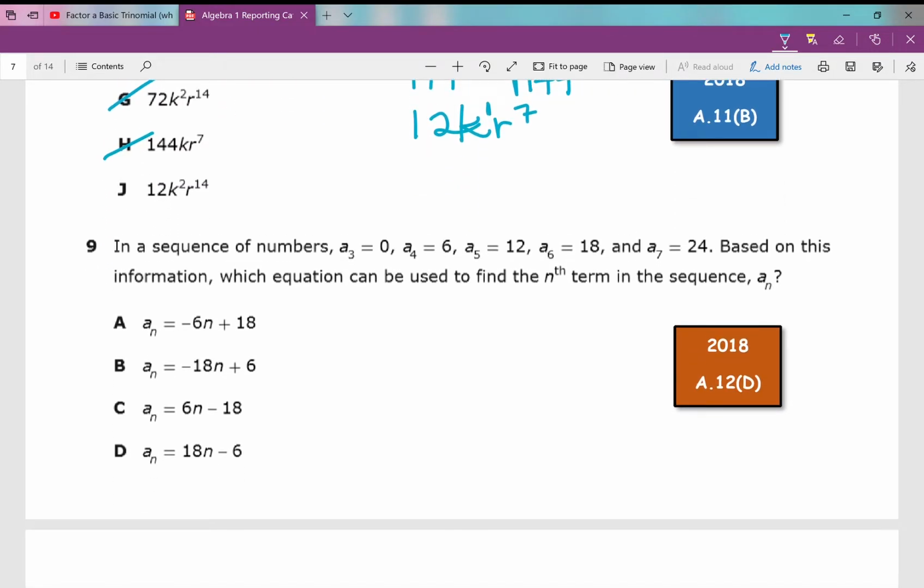All right, let's move on to number 9. In a sequence, oh, I love these questions. There's never too many of them, but in a sequence of numbers, these always confuse students. A sub 3 is 0, A sub 4 is 6, and so on and so forth. Based on this information, which equation can be used to find the nth term in the sequence, A sub n? Okay, here's your test-taking strategy.